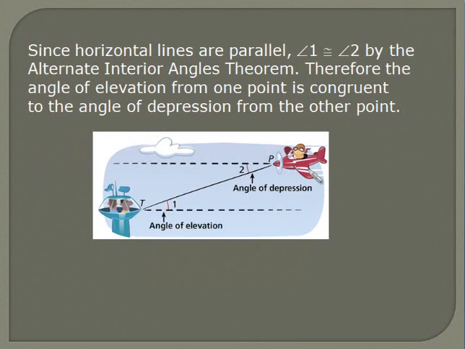Since horizontal lines are parallel, angle 1 and angle 2 are congruent by the alternate interior angles theorem. Therefore, the angle of elevation from one point is congruent to the angle of depression from the other point. If you remember, if these are parallel, this is your transversal. So angle 1 and angle 2 are congruent.